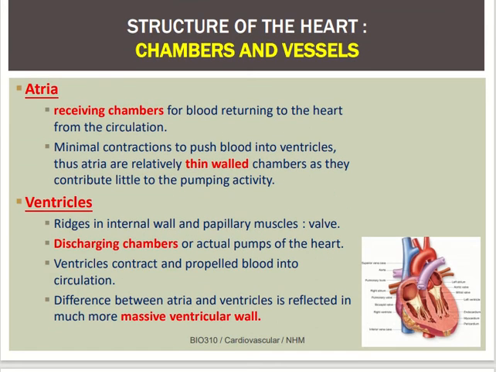The atria are the receiving chambers for blood returning to the heart from the circulation. Meaning, the parts that receive the blood from the lungs or the other parts of the body are the atria. They need only minimal contraction to push blood into the ventricle. In order for the left or right atria to push the blood to the lower part of the heart, the ventricle, they only need minimum pressure. That's why the wall of the atria is very thin, because they don't need high pressure to push the blood.